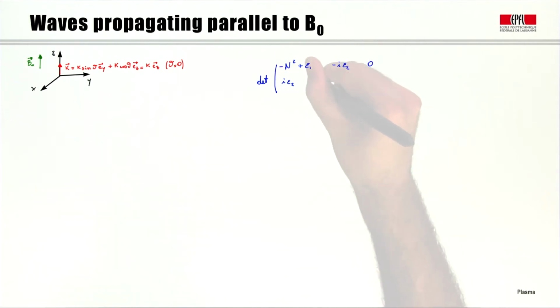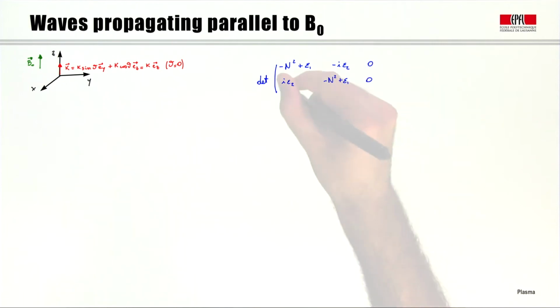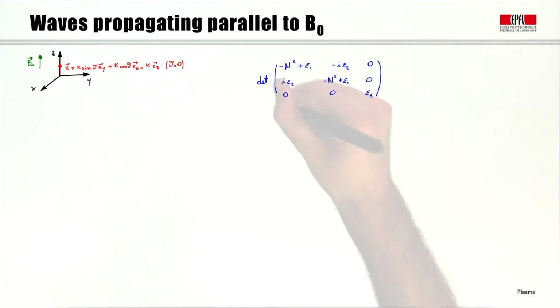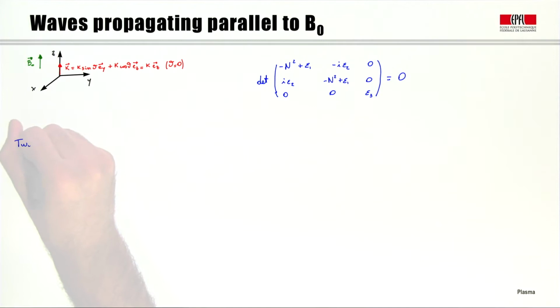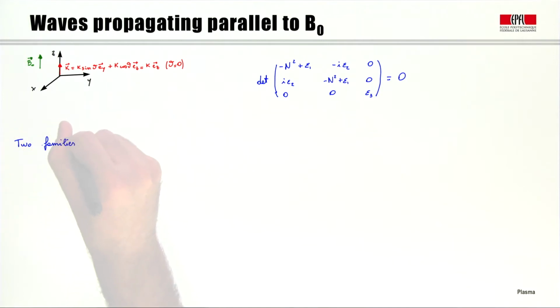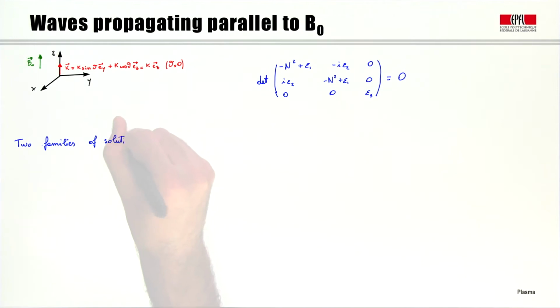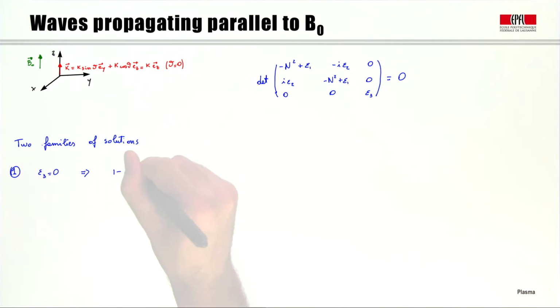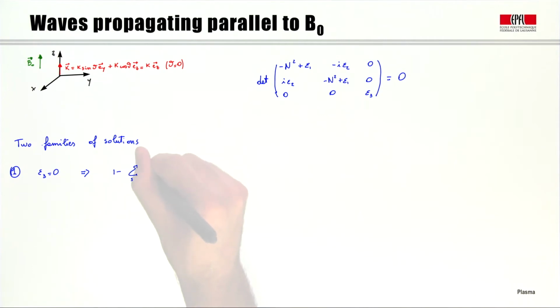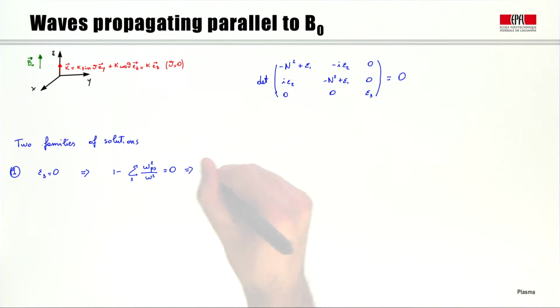Well, what we can immediately notice is that there are two families of solution. In fact, the determinant of this matrix can be equal to 0 because epsilon 3 is equal to 0, or because the determinant of this 2 by 2 matrix is equal to 0. The first case is the case of epsilon 3 equal to 0, which means 1 minus the sum over all species of omega ps square over omega square equal to 0, which implies that omega square is equal to the sum over all species of their plasma frequency.